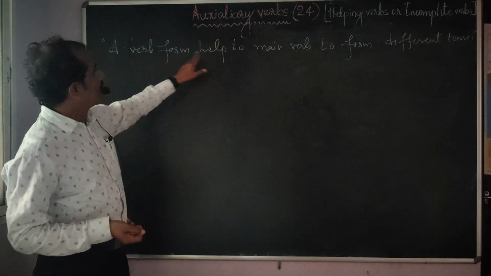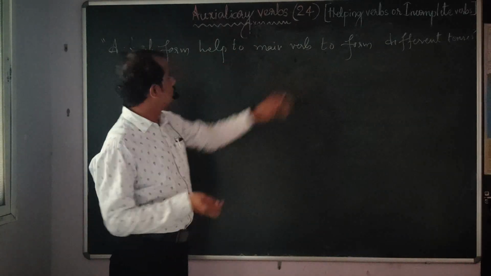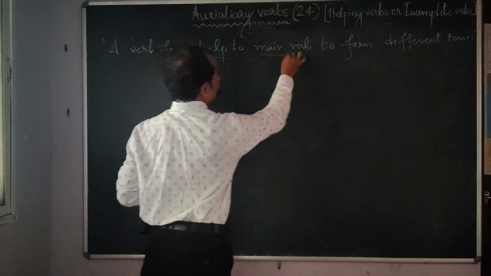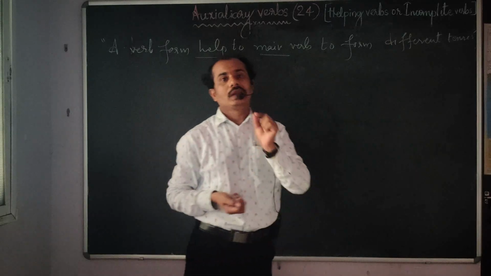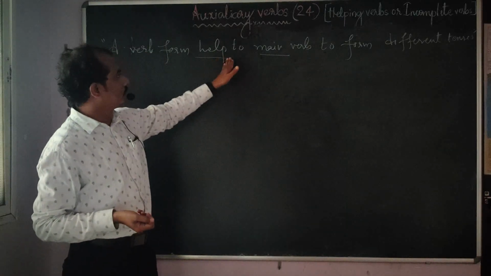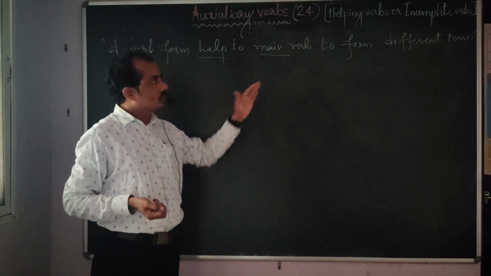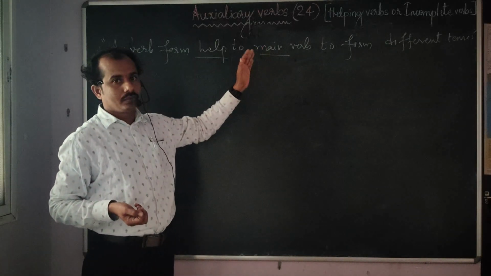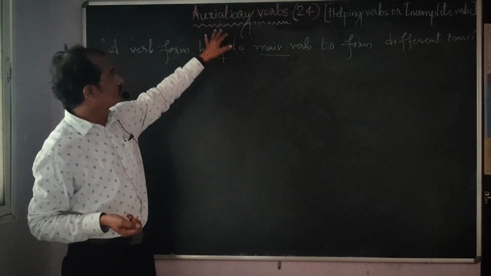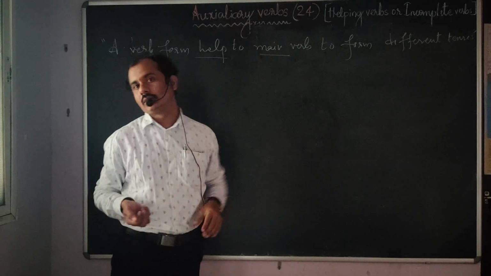Auxiliary verb forms help the main verb. So one of the auxiliary verbs will help the main verb to form the different tenses. There are a total of 12 kinds of tenses. To form the different tenses, auxiliary verbs help. Those verbs which help the main verb are called auxiliary verbs, also called helping verbs or incomplete verbs.